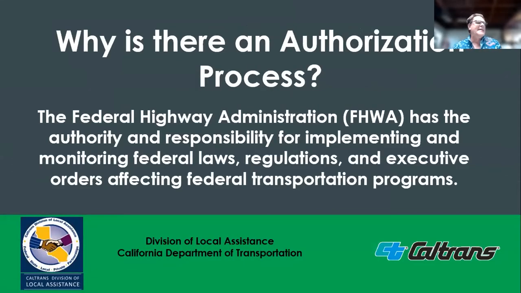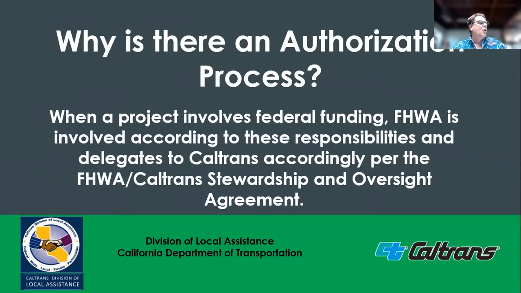The question of why is there an authorization can be answered as follows. The Federal Highway Administration has the authority and responsibility for implementing and monitoring federal laws, regulations, and executive orders affecting federal transportation programs. When a project involves federal funding, FHWA is involved according to these responsibilities and delegates to Caltrans accordingly per the FHWA Caltrans Stewardship and Oversight Agreement.